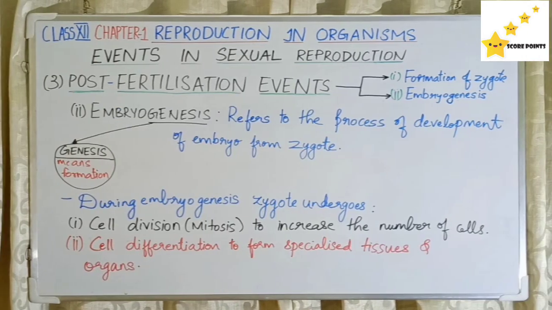Now we can learn the next step in post-fertilization events, that is embryogenesis. We have seen in our previous video that genesis means formation. So embryogenesis refers to embryo formation. Embryogenesis is a process of development of embryo from zygote. The zygote is now developing into an embryo, and this process is termed embryogenesis. During embryogenesis, the zygote undergoes two main things: one is cell division, the other is cell differentiation. Cell division or mitosis is to increase the number of cells, and cell differentiation is to form specialized tissues and organs.